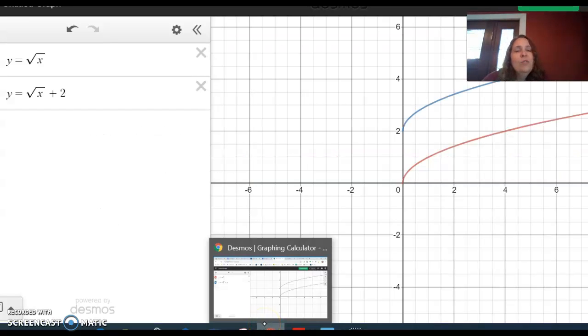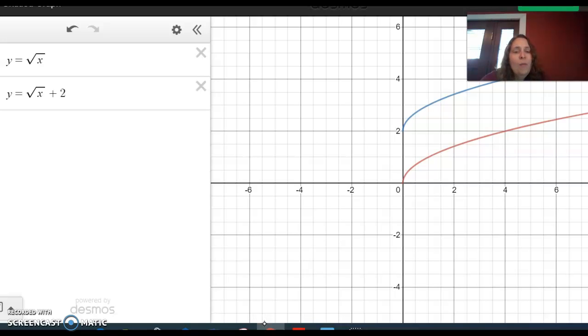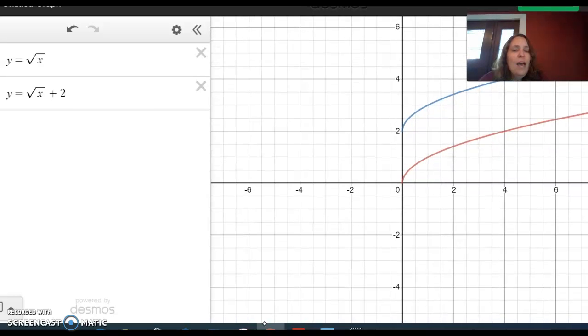All right, in Desmos, the red graph is the original y equals the square root of x, and the blue graph is y equals the square root of x plus 2. So it appears that sure enough, our point that was originally here at 0, 0 went up exactly 2 units. Everything just literally moved. So here we have a plus 2, plus 2, plus 2, all the way through. The blue graph is exactly 2 units above the red.